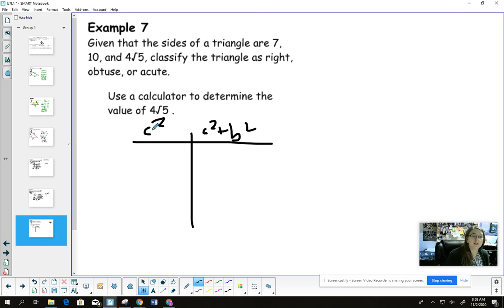So what we need to do is plug that into a calculator and get it as a decimal and figure out if it's going to be bigger than 10. Because it is possible, actually, that it could be bigger than 10. And then that would need to be c. So take a moment, plug 4 radical 5 into a calculator, and see what you get. Okay, 4 radical 5 as a decimal is 8.9, roughly.